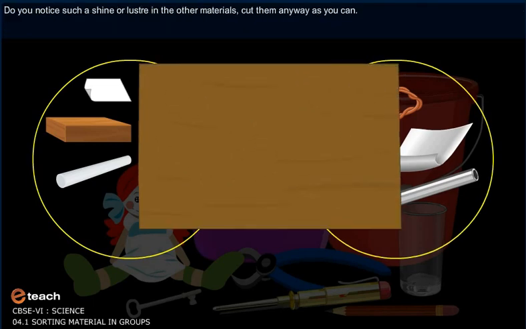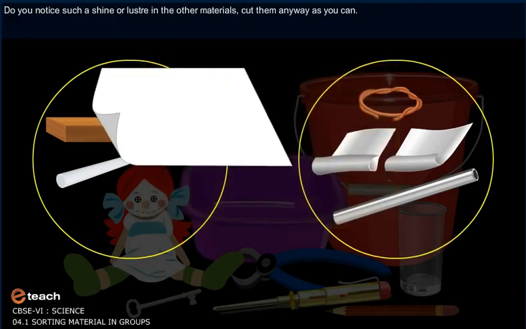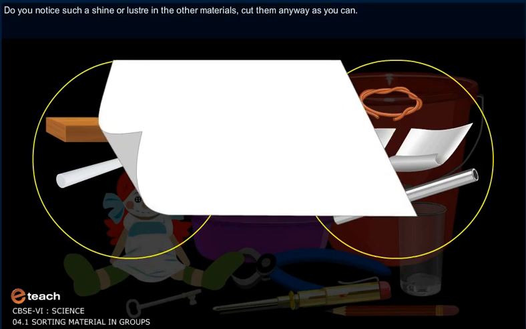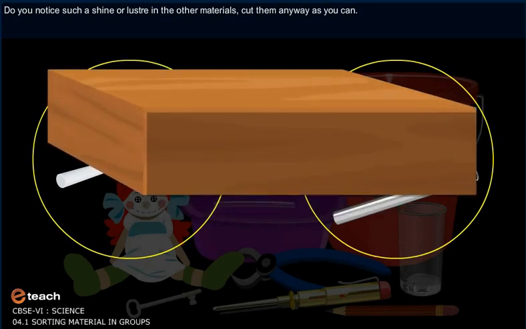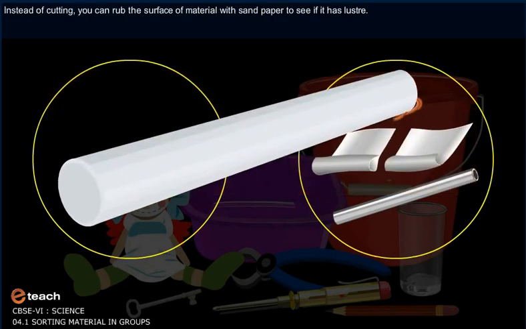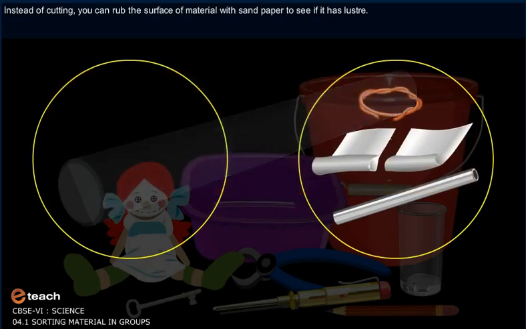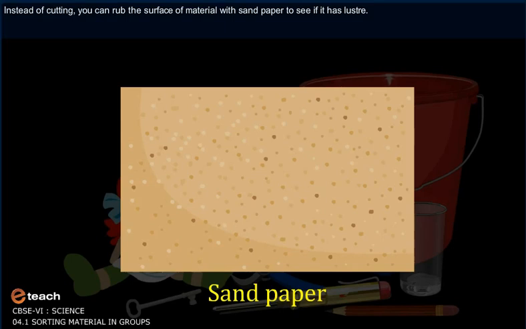Do you notice such a shine or luster in the other materials? Cut them any way as you can. Instead of cutting, you can rub the surface of the material with sandpaper to see if it has luster. This is what we conclude from the activity that we performed.